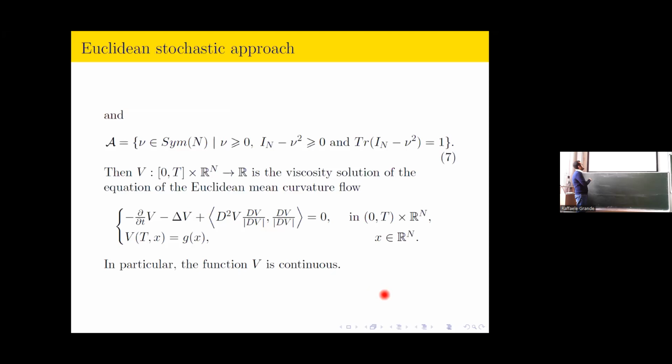Here is our class A, a class of symmetric matrices that are, roughly speaking, positive semi-definite, such that En minus nu squared is positive semi-definite, and the trace of this difference is equal to 1. Then it's possible to prove that V is a viscous solution of the following equation, which represents the Euclidean mean curvature flow. Furthermore, V is also a continuous function.